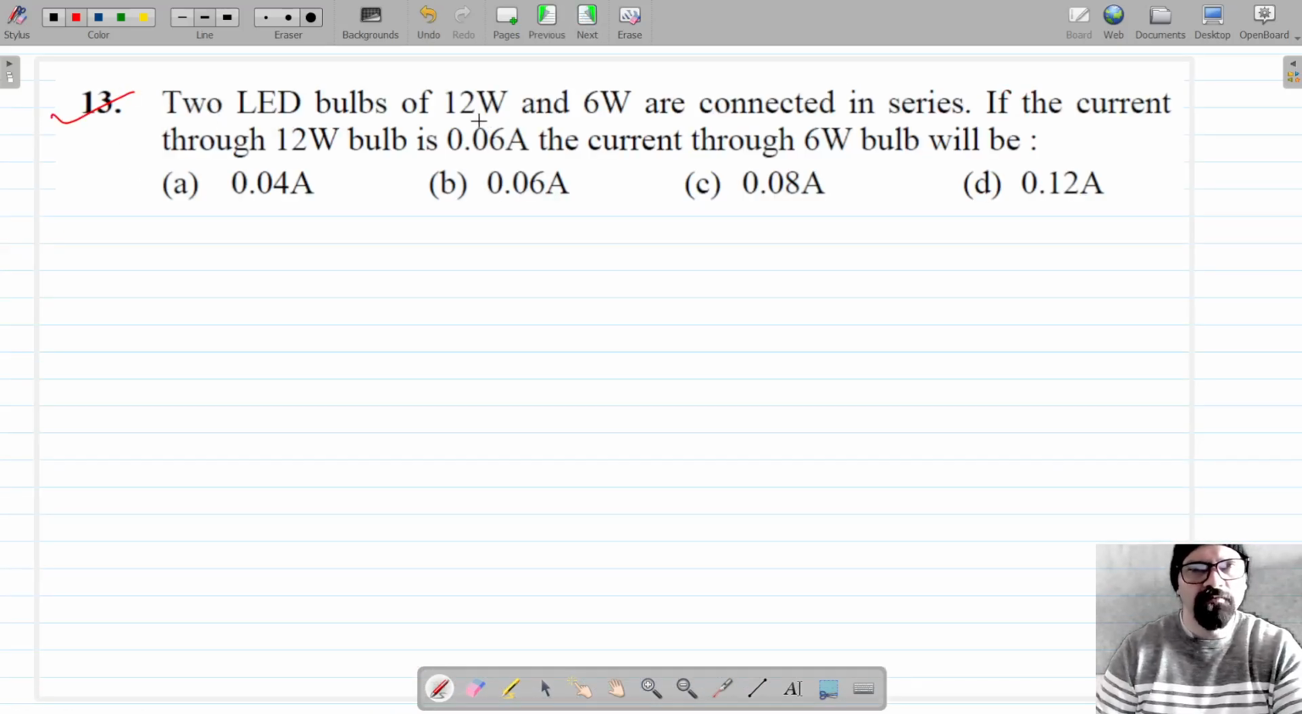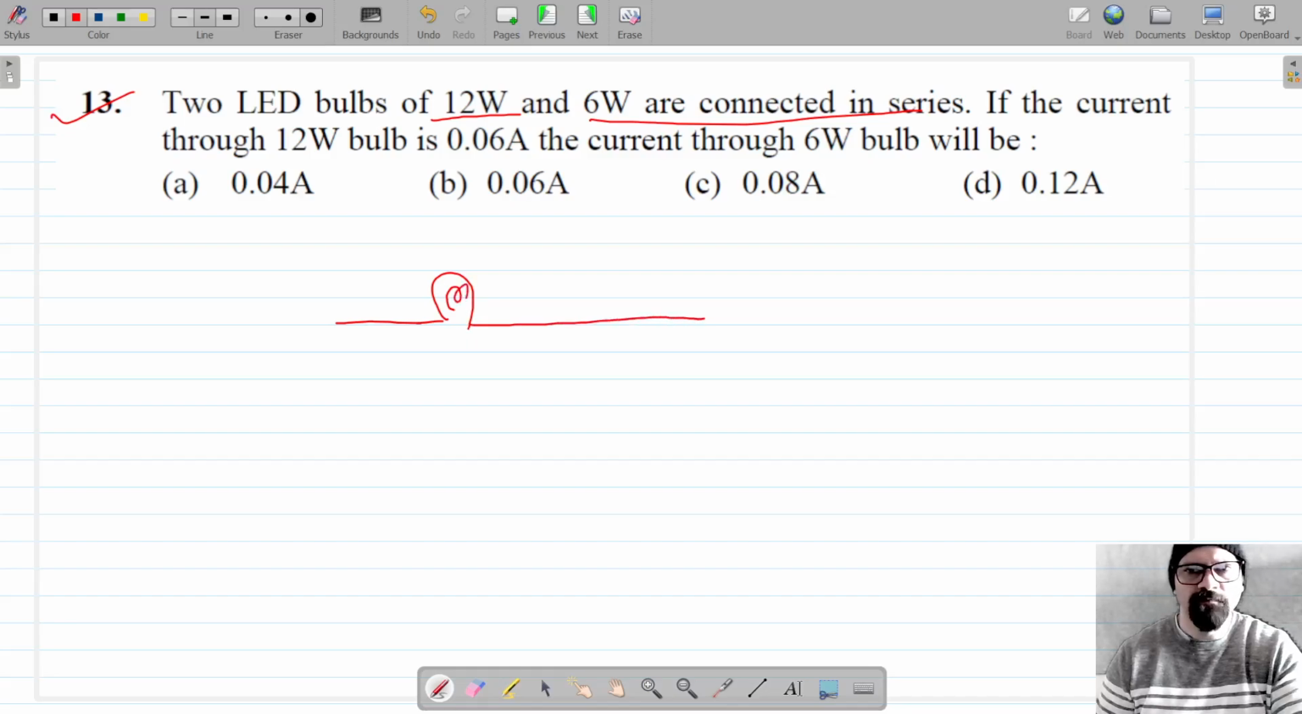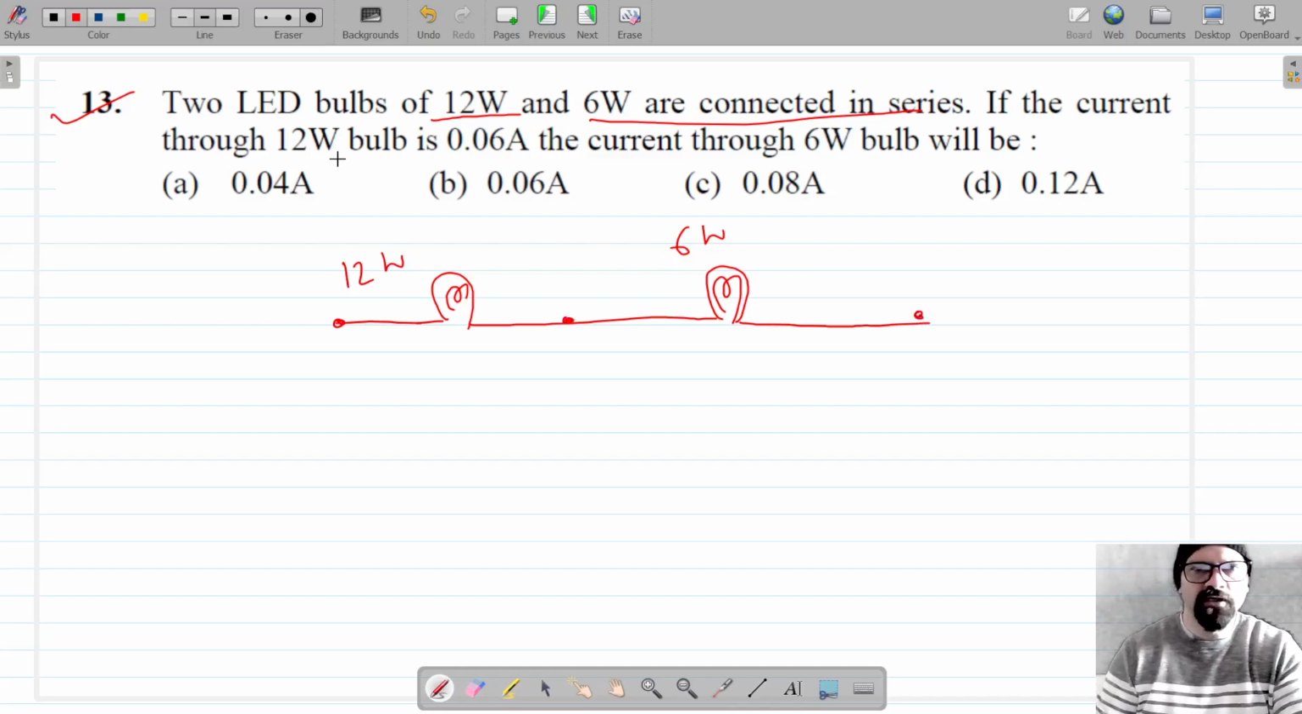It says that two LED bulbs of 12 watt and 6 watt are connected in series. So there are two LED bulbs. Let these be the bulbs, and they are connected in series. Series का मतलब है they are connected end to end. So this is the 12 watt bulb and this is the 6 watt, so they are connected end to end. Okay. Now, if the current through 12 watt bulb is, so this is the current through 12 watt bulb which is 0.06 ampere. So what will be the current to 6 watt bulb?